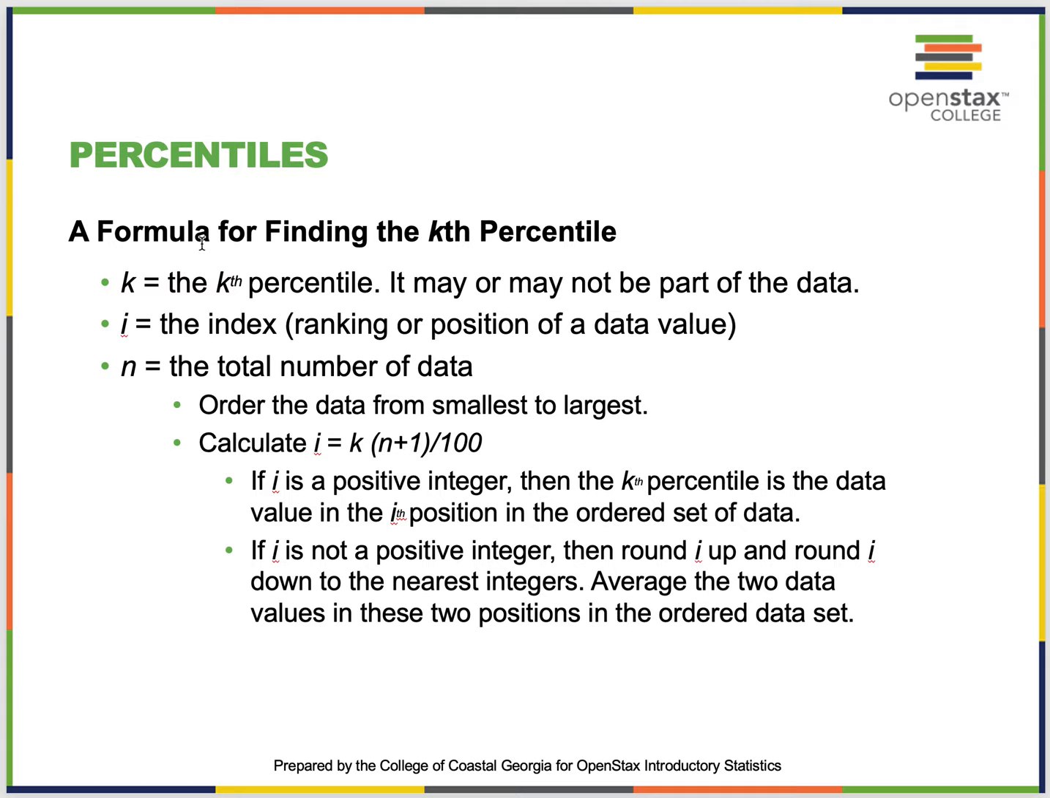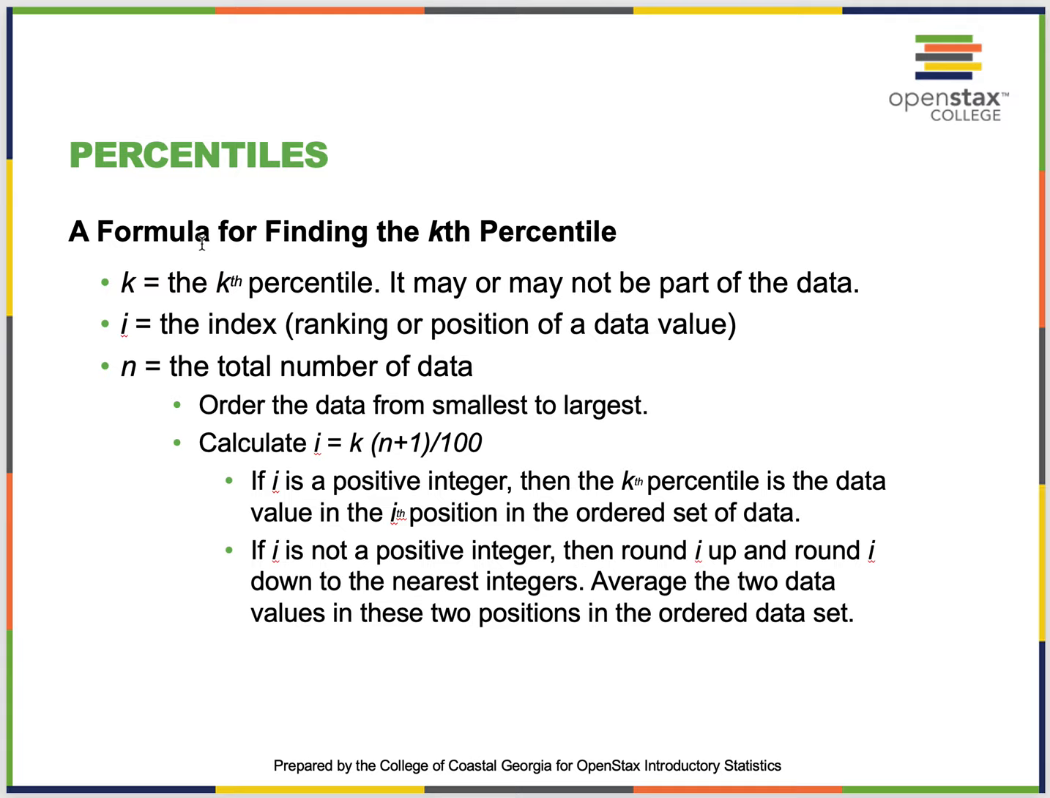So, a formula for finding the kth percentile. It may be a position that's not part of the data. I is the index, ranking, or position of a data value, and n is the total number of data. So order the data from smallest to largest, calculate I equals k times n plus 1, divided by 100. If I is a positive integer, then the kth percentile of the data is the value at that position of the ordered data set.